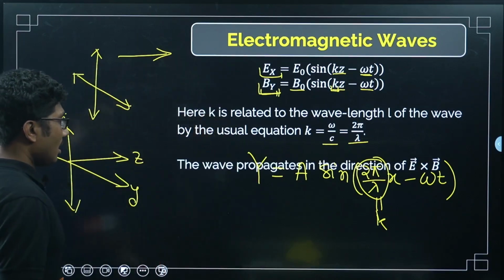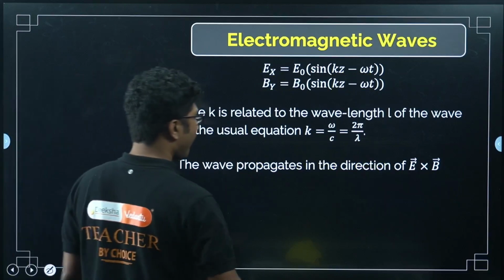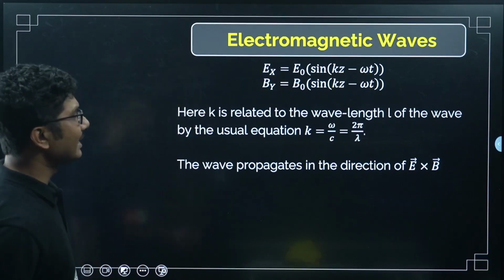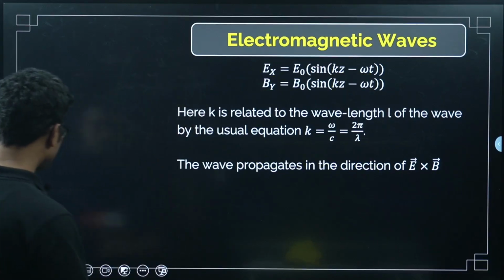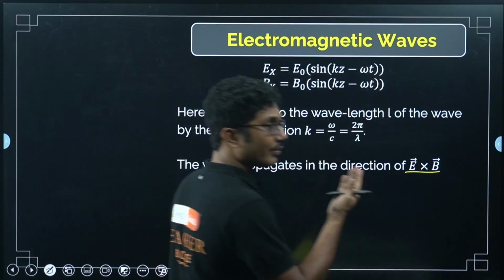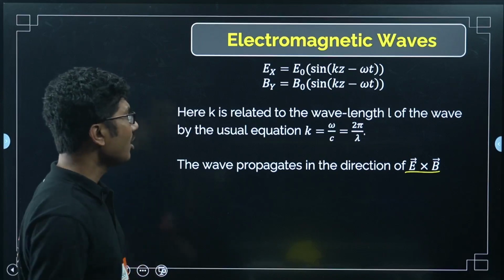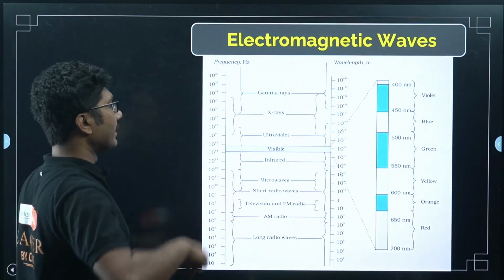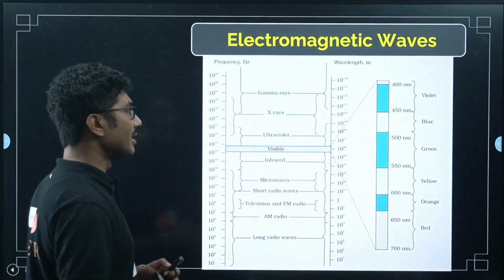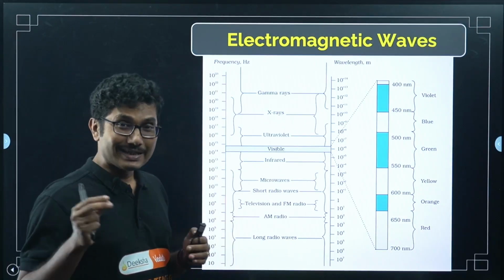So the wave propagates in the direction of E cross B. As I said, the wave propagates in the direction of E cross B. So when you do the cross product of E cross B, you will find the direction of motion, right? Now this is very important in terms of your PU board, in terms of your concepts, and even KCET also.